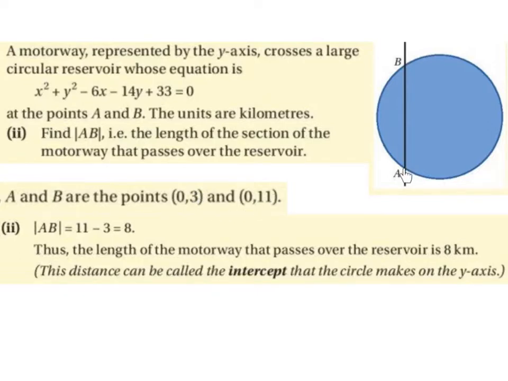So if this is 3 on the y-axis and this is 11 on the y-axis, then the difference between them is 8. So the distance from A to B is 8. Thus, the length of the motorway that passes over the reservoir is 8 kilometres. This distance can be called the intercept that the circle makes on the y-axis.